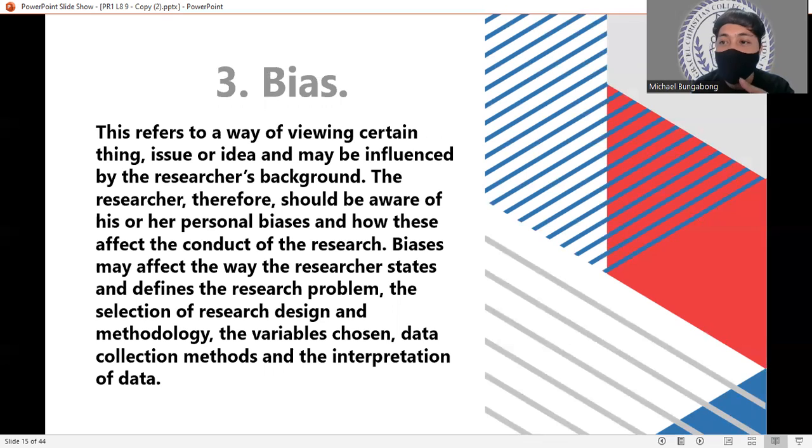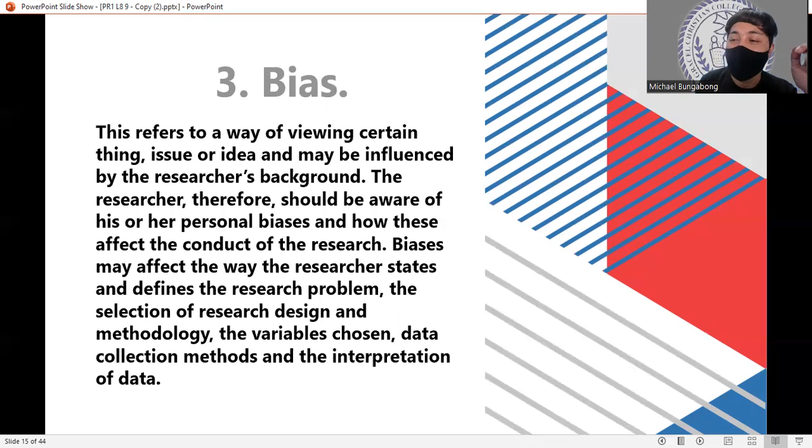But as a researcher, you need to be blunt and you need to be fair. So we have to avoid being biased in all aspects, right? This refers to a way of reviewing certain things like issues or ideas that may be influenced by the researcher's background. So the researcher therefore should be aware of his or her personal biases and how this affects the conduct of the research. This will become problematic on your end if you yourself cannot avoid being biased at all.